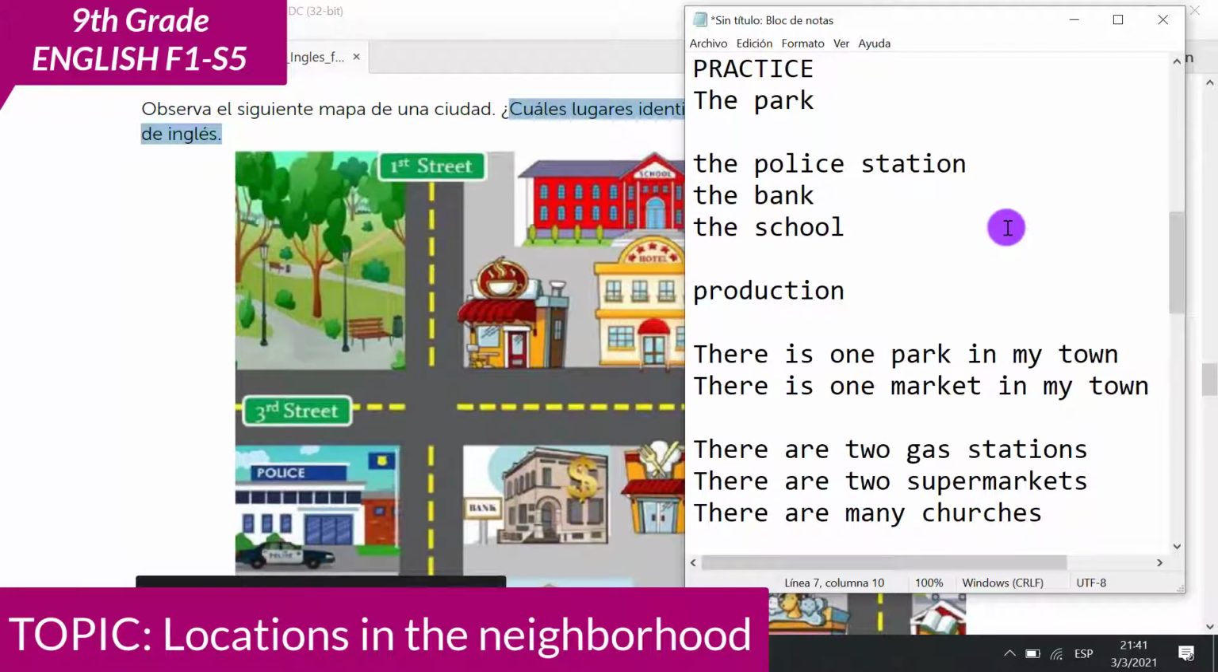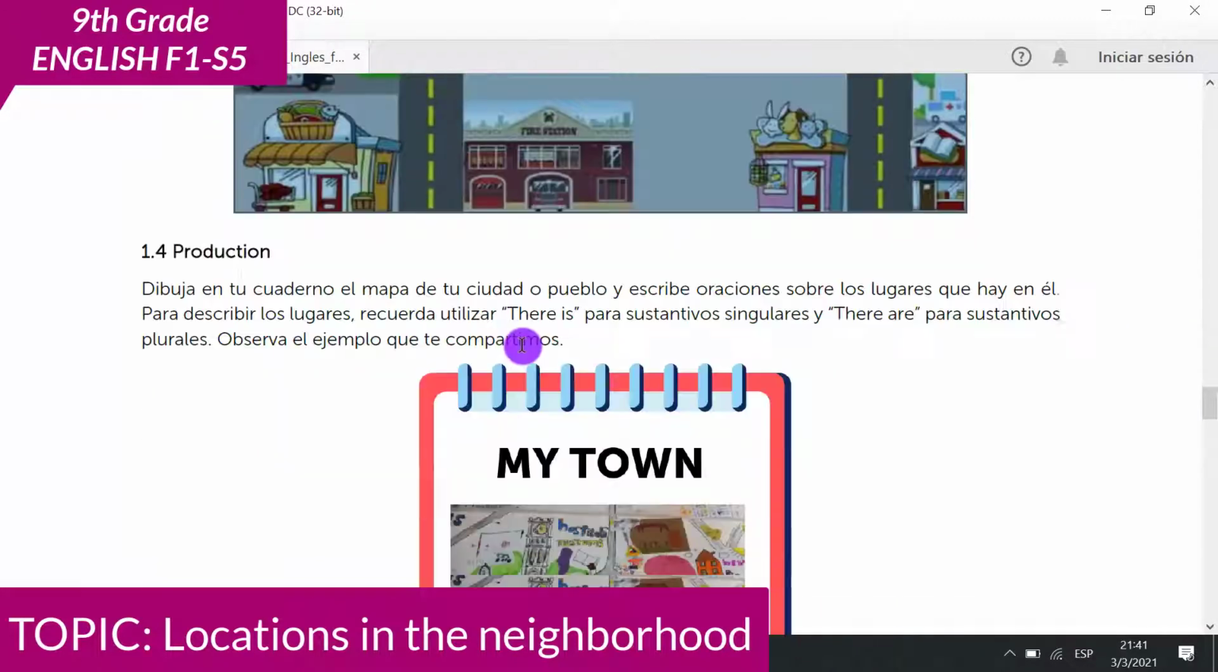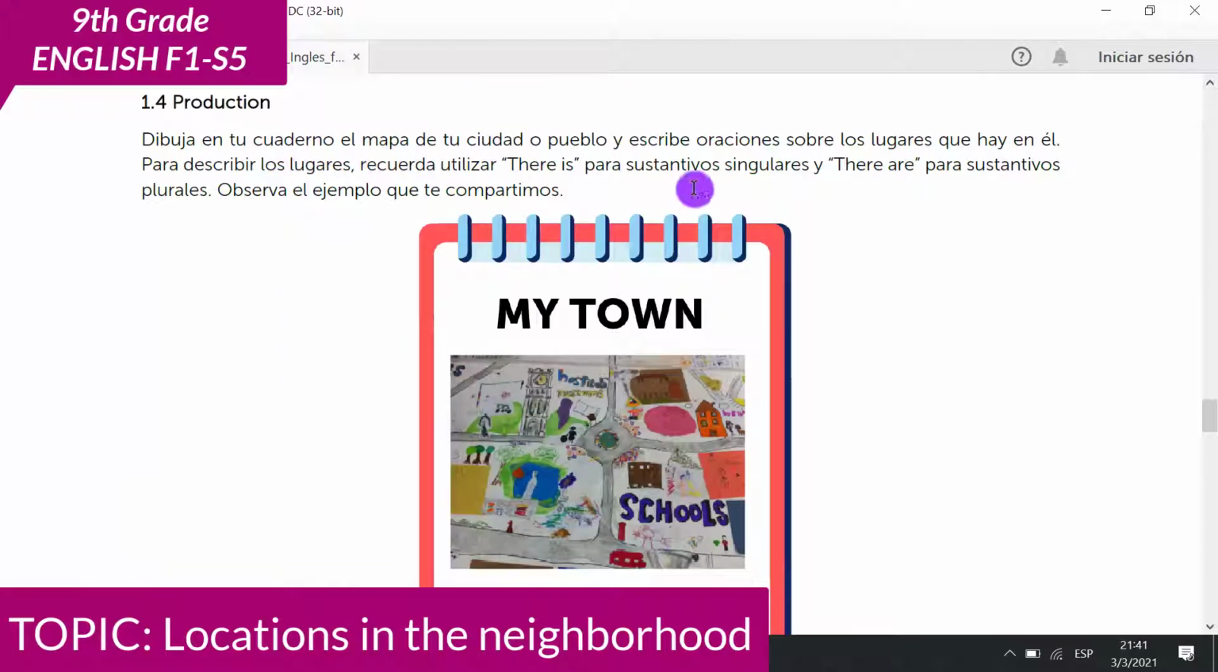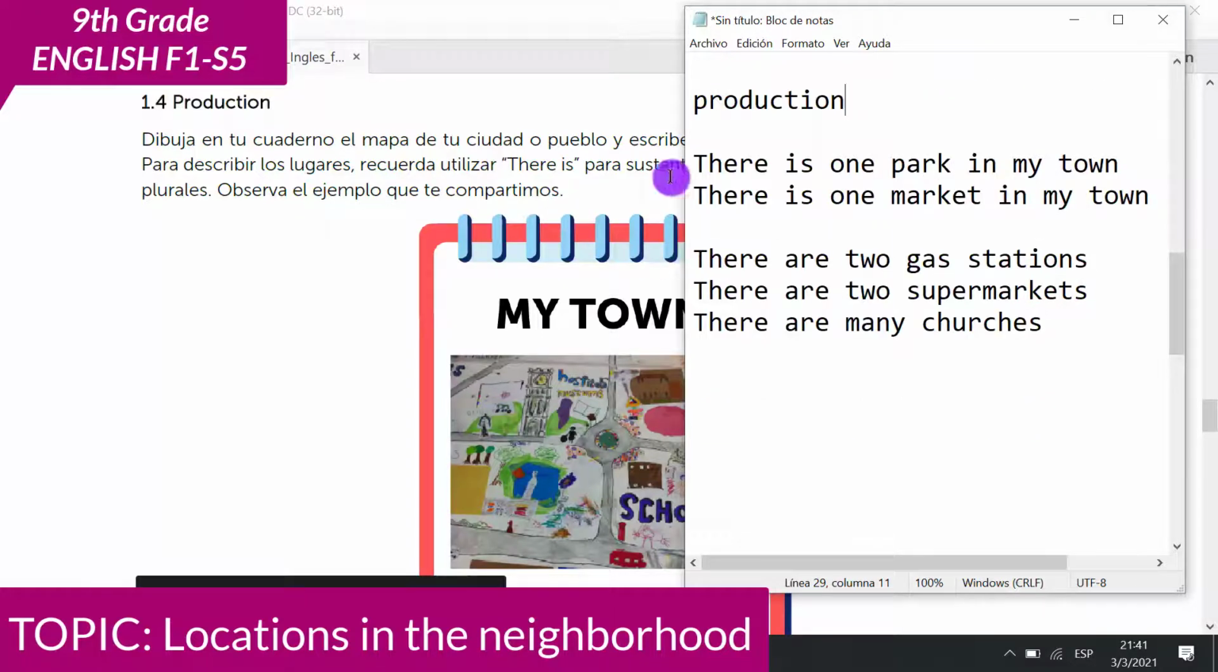Aquí están los lugares que yo identifiqué en the practice. The park, the police station, the bank, the school, ¿ok? Ahora, in the production part, primero dibuja el mapa de la ciudad. No todo, una parte, ¿ok? Si dibujas todo Cara Sucia, no vas a terminar hoy. Así que solo dibuja una parte.